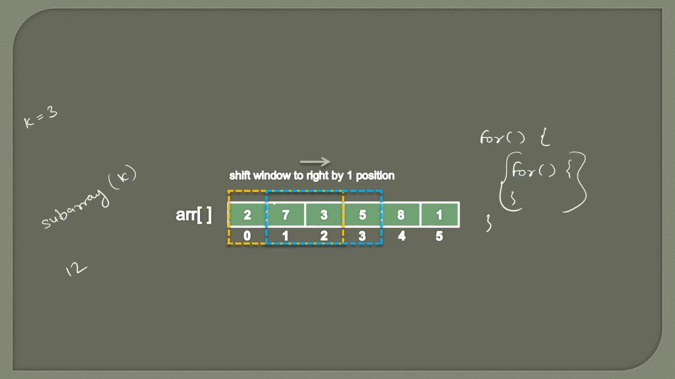But here you can see in both these windows, 7 and 3 were included in the sum. So let's say if we do 2 plus 7 plus 3, we get 12. And then we shift the window ahead, we do 7 plus 3 plus 5 and we get sum as 15. So here you can see with these nested for loops, we were evaluating this sum again, which was in the middle of both the windows. Now if we stop calculating this sum again and again, we will get a better time complexity.